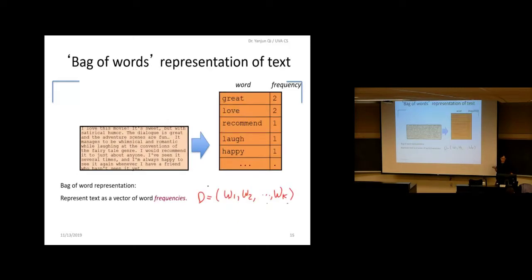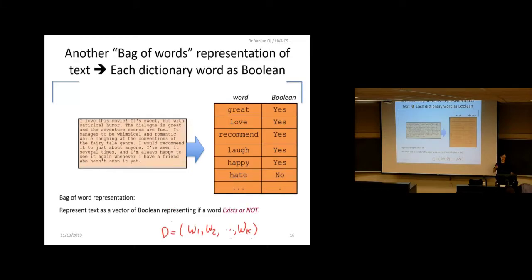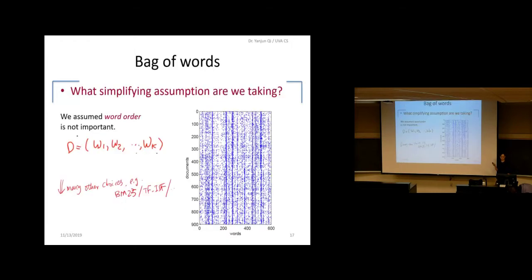But this is actually just one possible choice, right? You can also make an even more simplified choice: you just check whether that word has appeared in the article or not, and the only thing you record in the vector is yes or no. This makes each entry of the vector a binary representation. And even more, you can use some kind of normalized count.